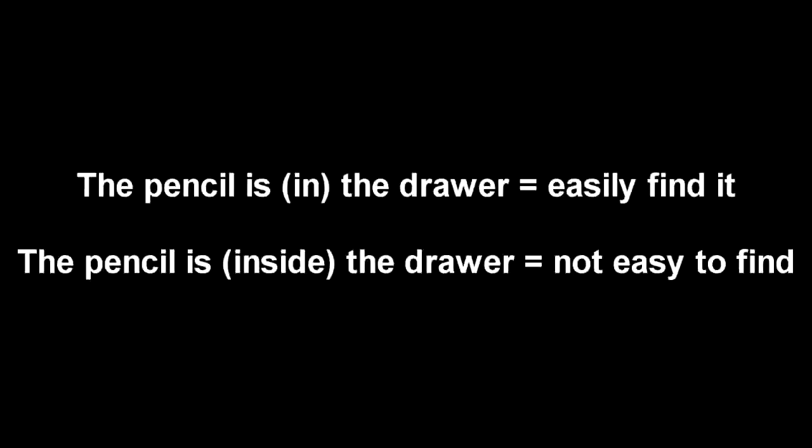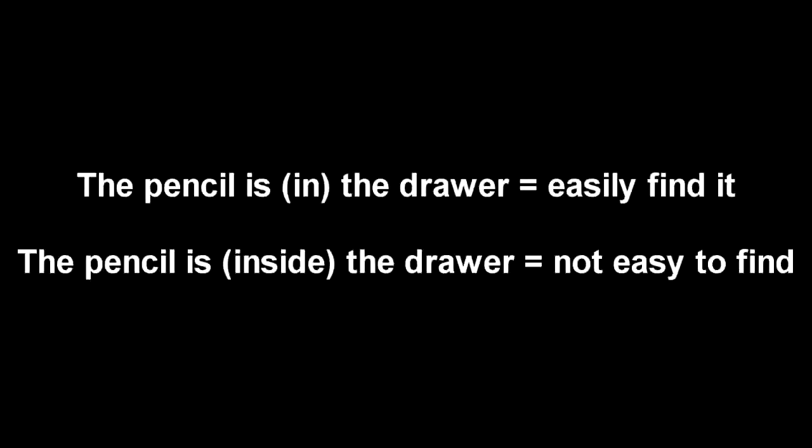So in this case you can say the pencil is inside the drawer, not in, because if it is in, then you can easily find it. Once you open the drawer you can find the pencil. But if it is not visible, if it is not easy to be found, where you need to search between the papers, between other pens. So this is basically the difference between using these two prepositions, in and inside.